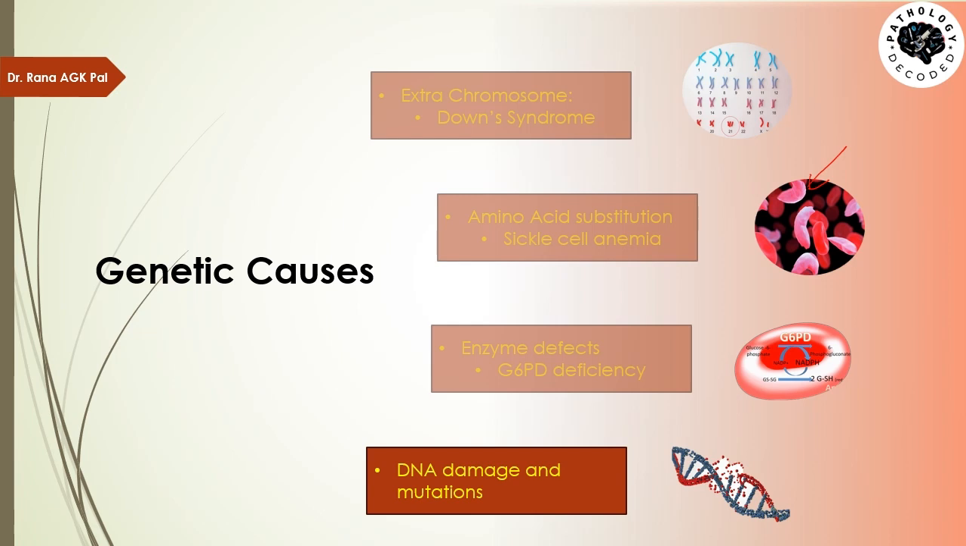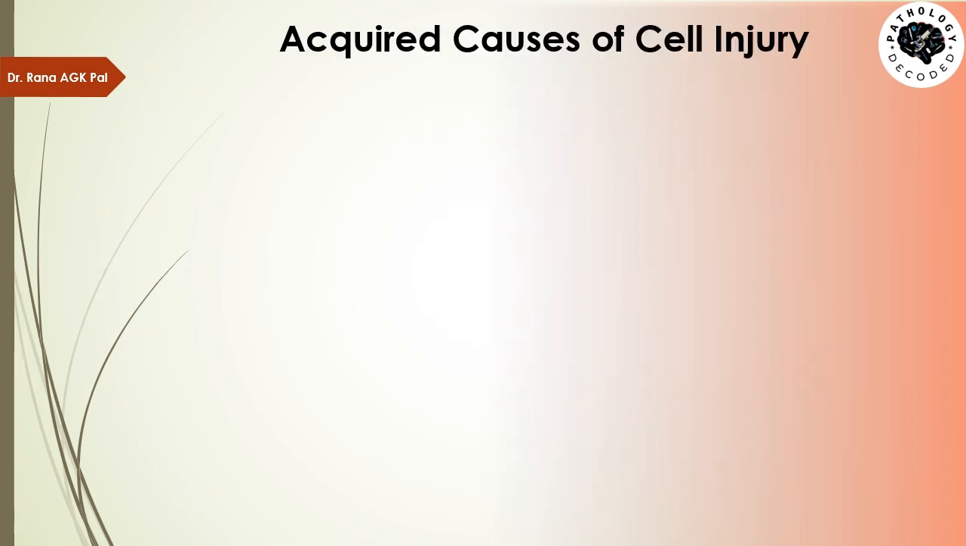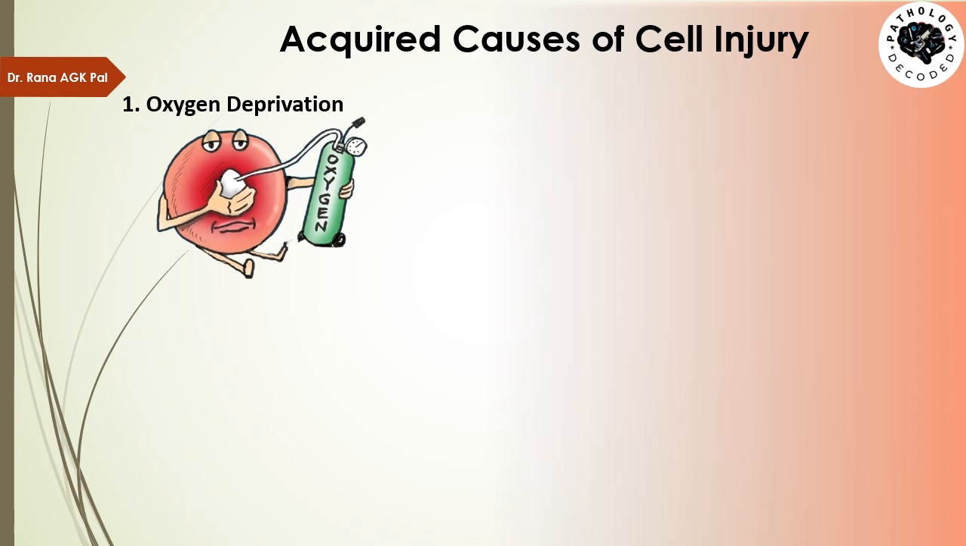So this was about the genetic causes of the cell injury. Now let's come to the acquired causes of cell injury. The most common acquired cause of the cell injury is oxygen deprivation, and this is also known as hypoxia. Hypoxia is made up of two words, hypo and oxia. Hypo means less, oxia means oxygen.